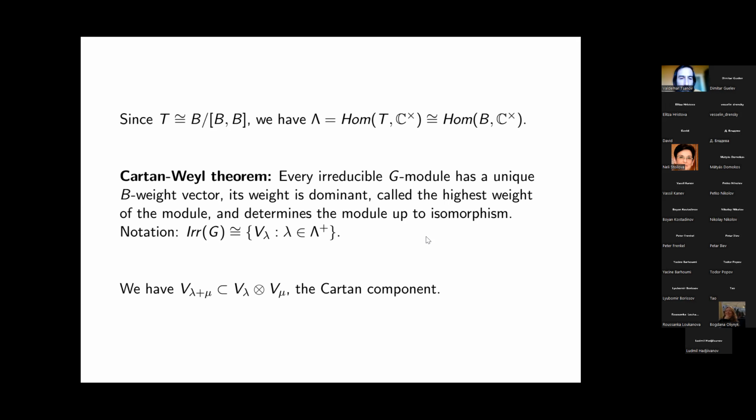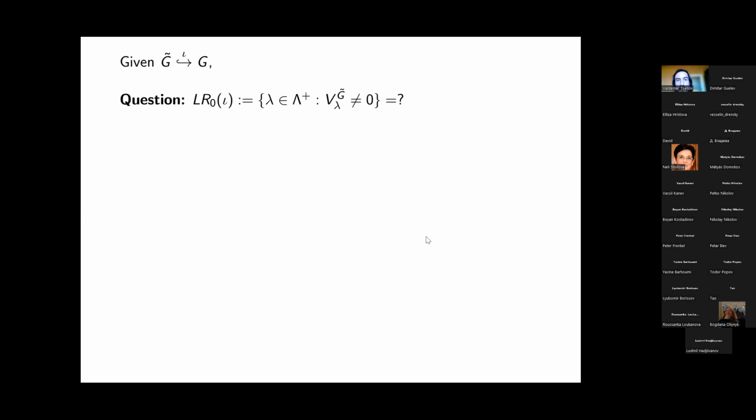So why am I stating this theorem? Well, our question was about the irreducible representations of G and which of them do have invariants for the subgroup. And here is a set parameterizing the irreducible representations. So now we can write our question more concretely. If we have an embedding, we can consider those dominant weights so that the corresponding irreducible G modules have G tilde invariants.